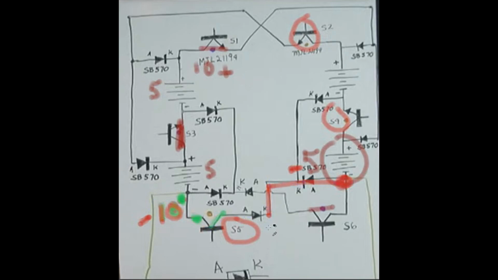Now let's just focus on this diode here. You need on the left side of this diode a greater potential to flow that way, right? To get through the diode, right? And that greater potential is the negative 10.